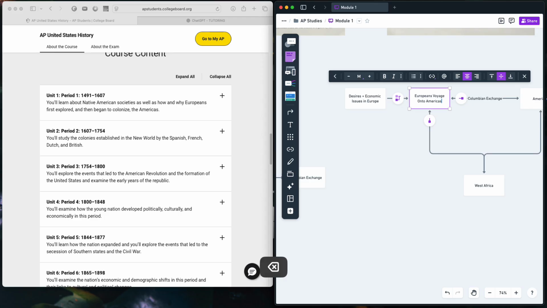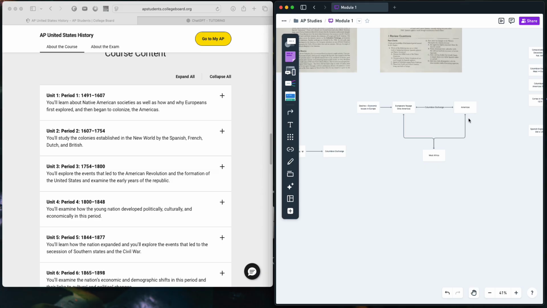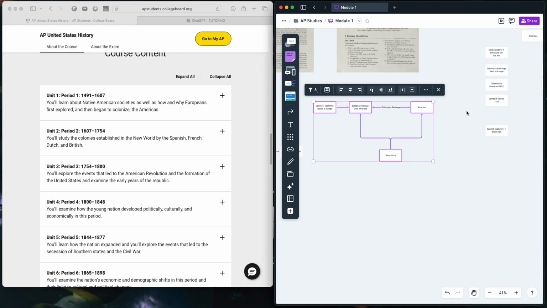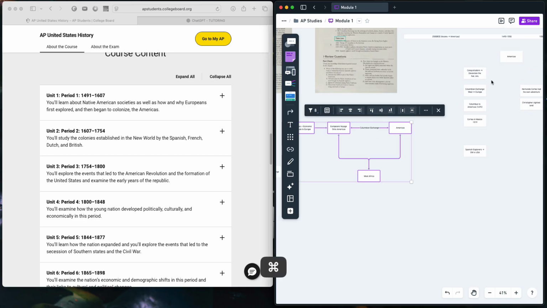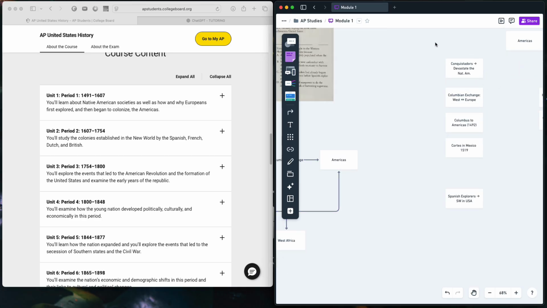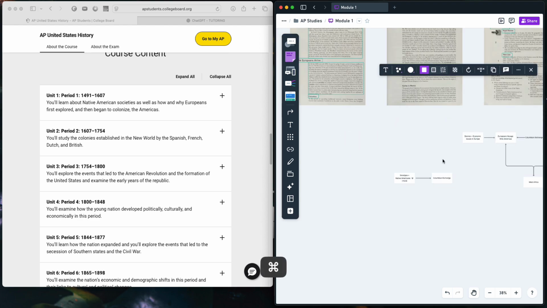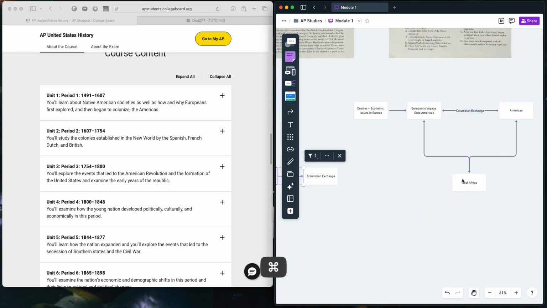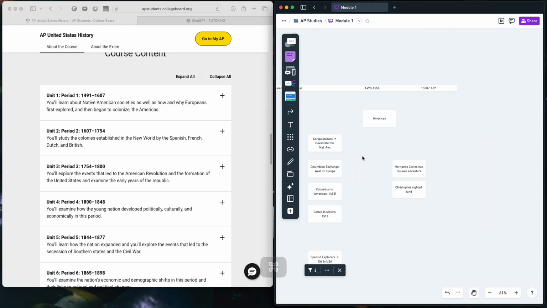Okay. Now, is this timeline based? No, this is literally just basing it off of concepts. Okay. All right, let's keep moving forward. So we've got conquistadors devastate the Native Americans. I'm sure that we can see that in this, but I'm not going to put that in yet. But we'll come back to it for sure.